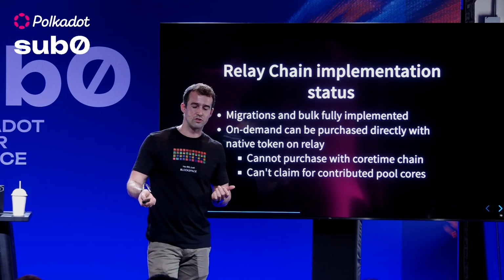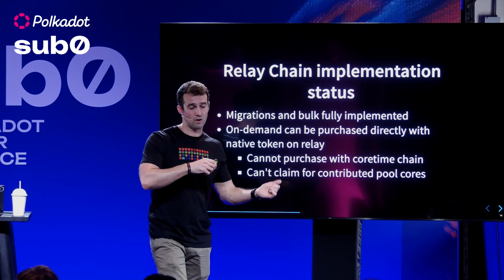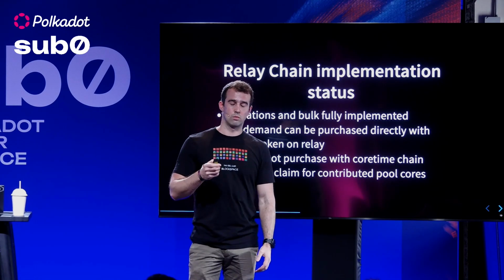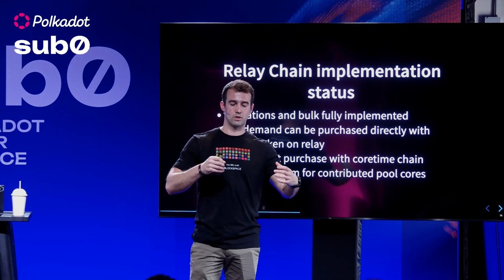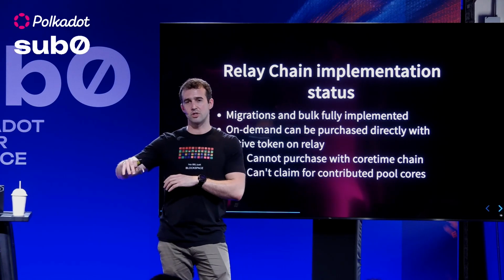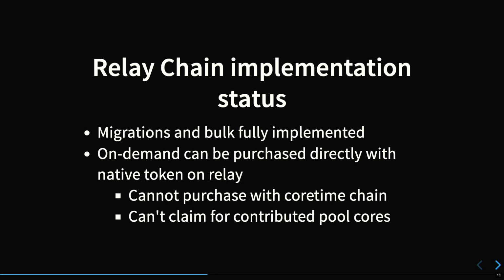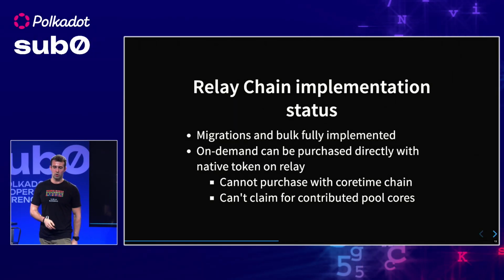The relay chain implementation status, so that was just for the Coretime chain. Obviously, the relay chain does a lot of the heavy lifting as well. So the migrations for the runtime upgrade, we initially deploy the Coretime chain, and then we deploy the relay chain, which populates the Coretime chain with all of the leases that are carried over from the old slot system. They're fully implemented. They were tested on both Rococo and Westend, and are working well.